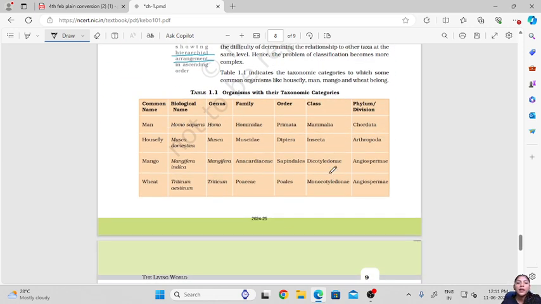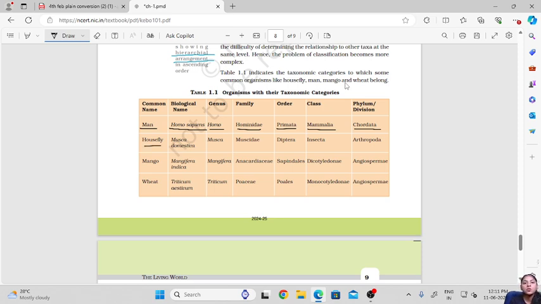So these are some of the examples which are given with their taxonomic categories. First is man, that is human beings. The biological name is Homo sapiens, genus is Homo, family Hominidae, order is Primata, class Mammalia, and phylum Chordata, and the kingdom is kingdom Animalia.